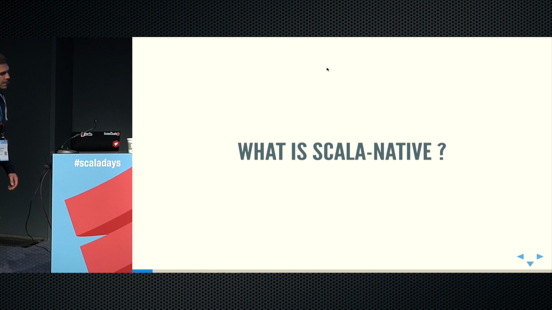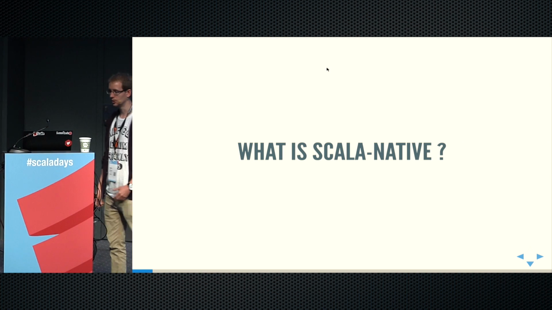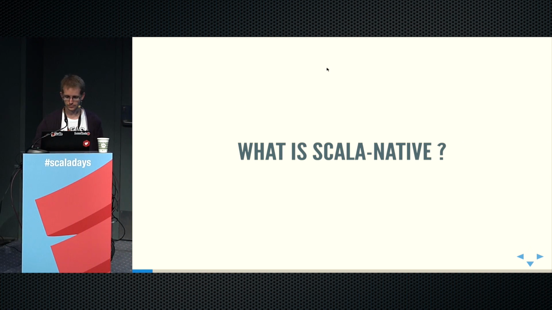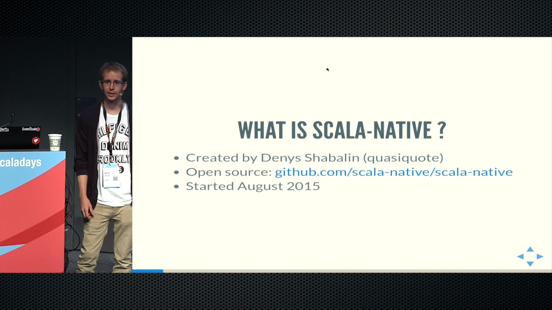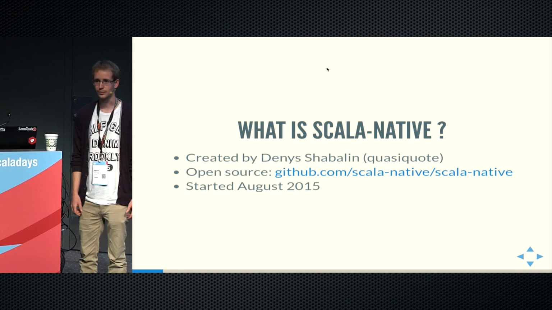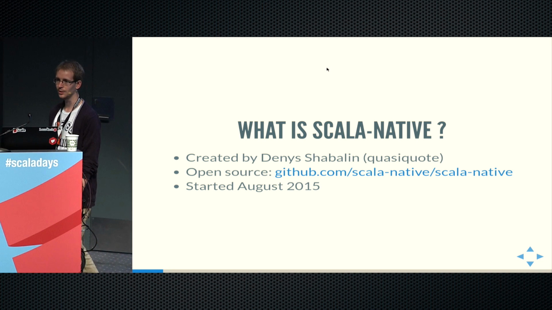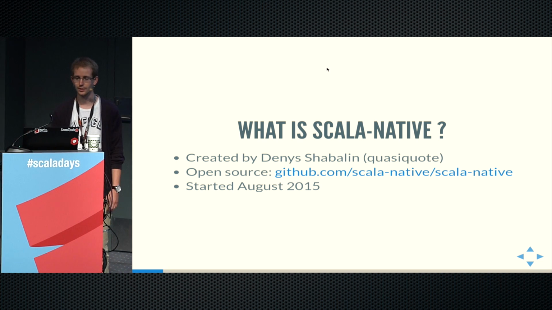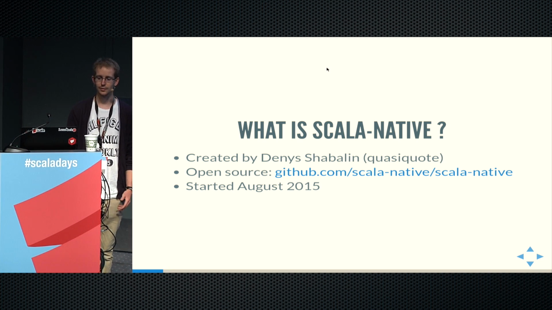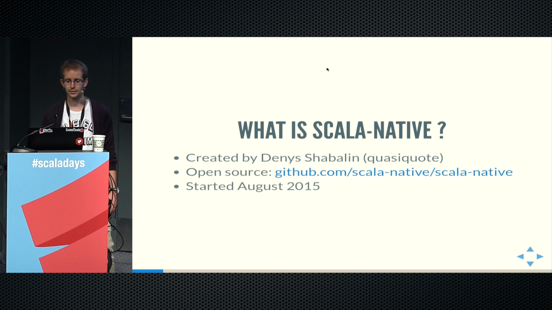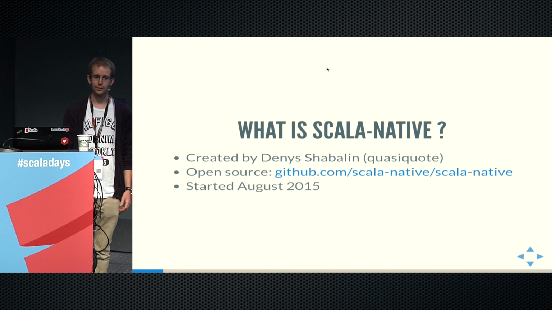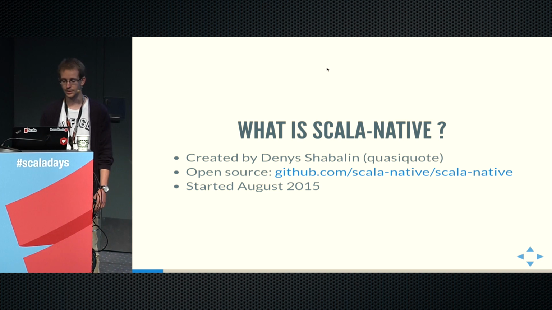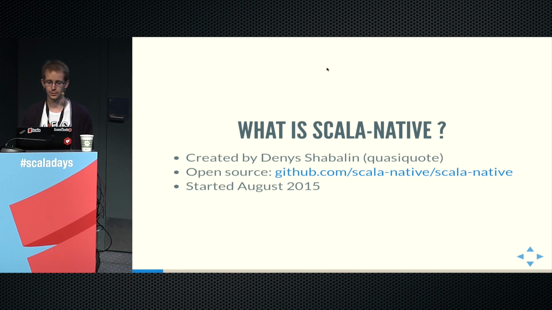All right, so first let's see what is Scala Native in a bit more detail. Scala Native is an open source project that aims at compiling your Scala source files to native code. It has been started by Denis Chabalin, who is a PhD student at EPFL. It was started around August 2015, but it was publicly announced last year at Scala Days. The compiler is open source. You can find it on GitHub, and you can tinker with it, read the source and everything.